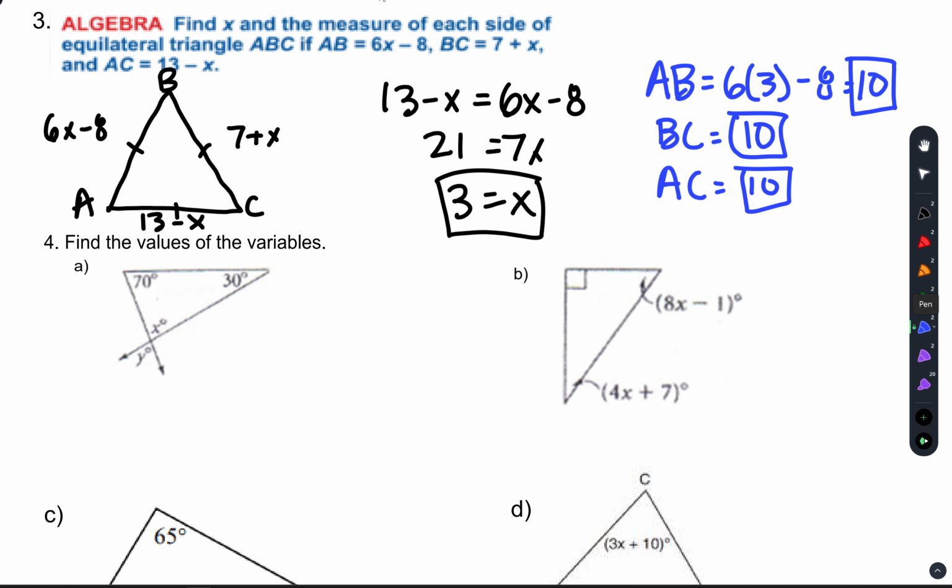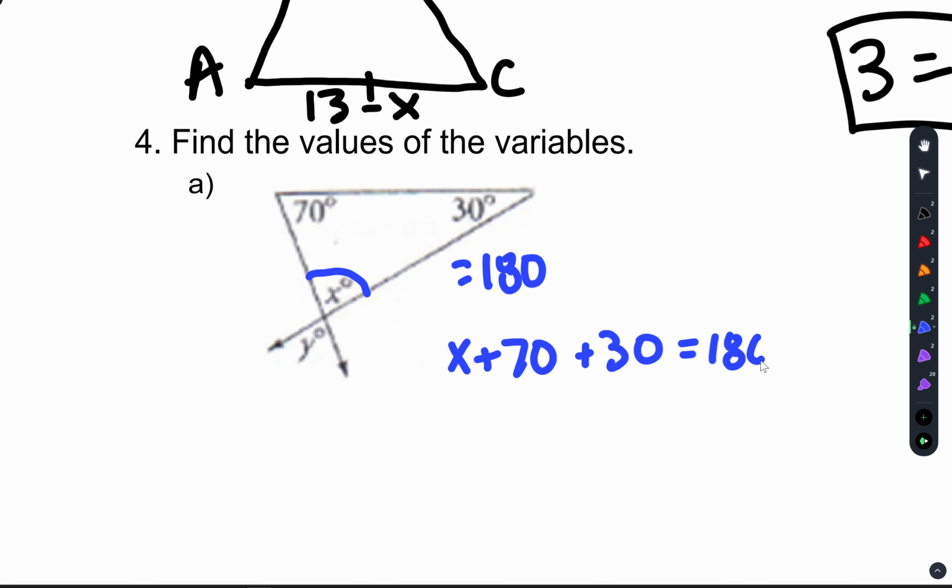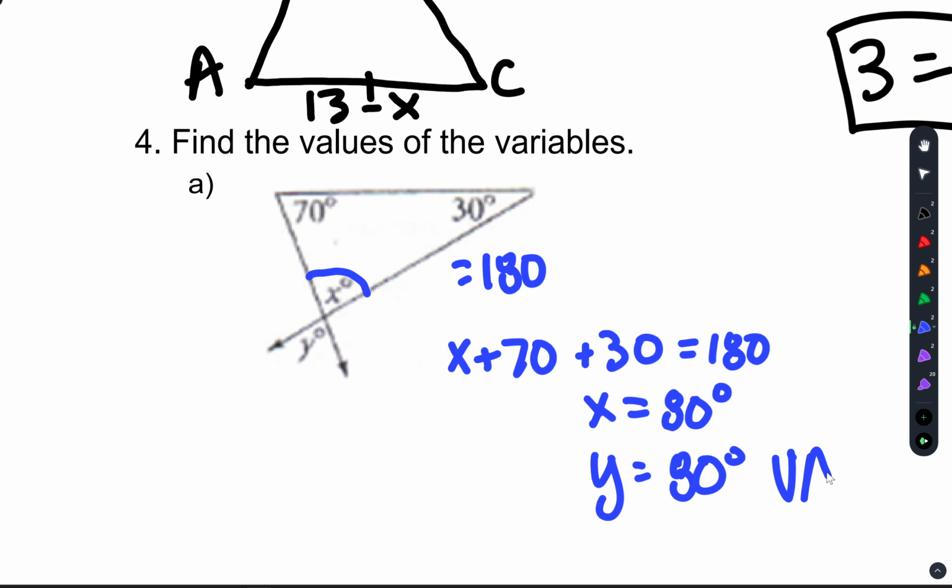Letter A. Find the values of the variables. What's going to be the easiest one for me to find? This x or this y? Go ahead. And what do we do to find x? So I know that x plus 70 plus 30 equals 180, so x is 80. If x is 80, what is y? Ian? Y? Vertical angles theorem. Perfect. Moving on.